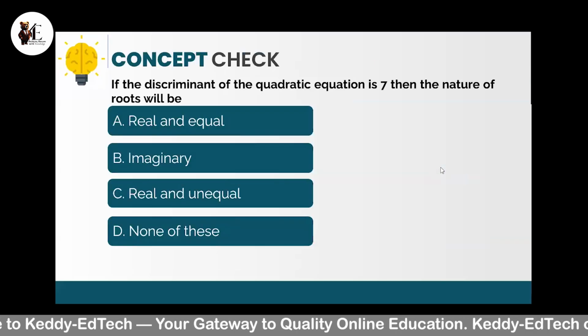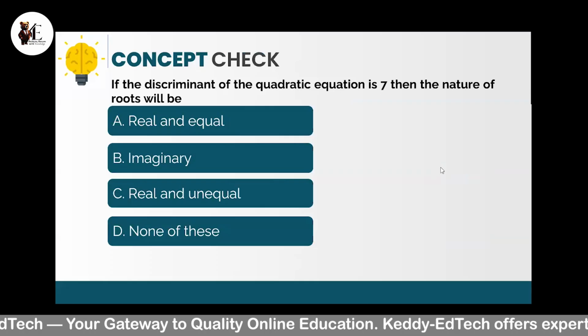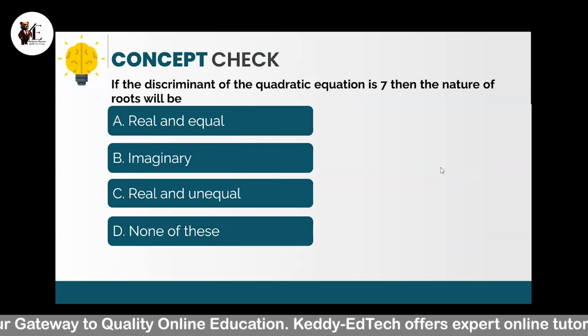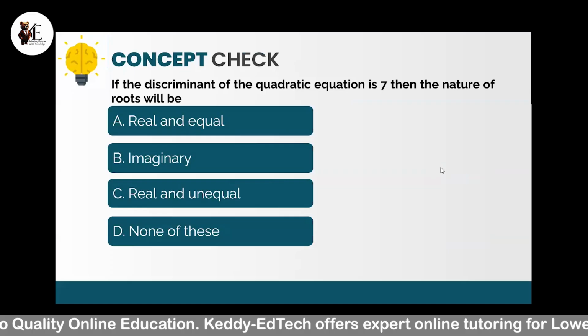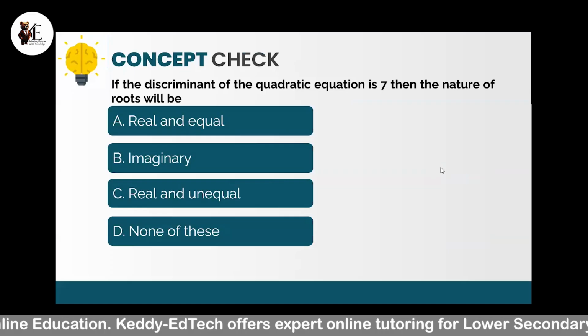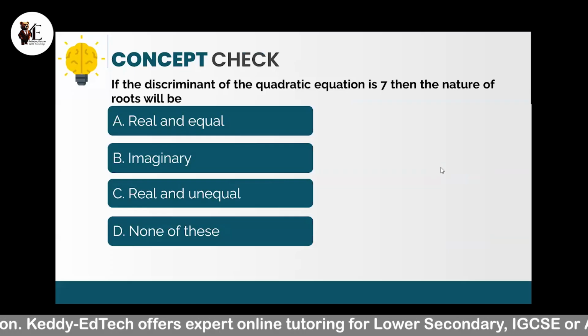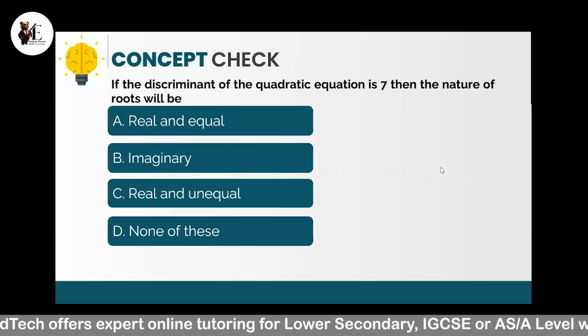Okay. So now you have to tell me the answer of this question. This is multiple choice. Options are given. It is given that the discriminant of the quadratic equation is 7. So you have to tell me what will be the nature of the roots.